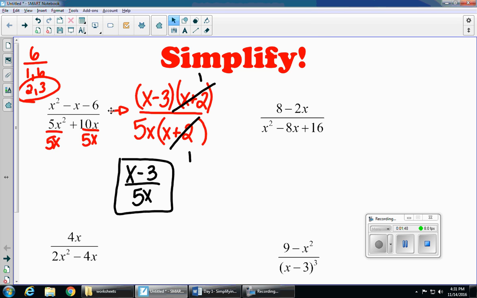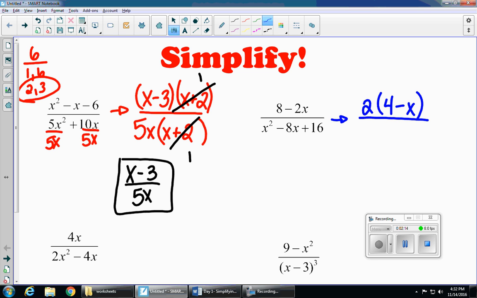Let's take a look at our next example. 8 minus 2x over x squared minus 8x plus 16. So once again, we want to factor our numerator and our denominator. In my numerator, 8 minus 2x has a greatest common factor of 2. 8 divided by 2 gives me 4, and 2x divided by 2 gives me x.